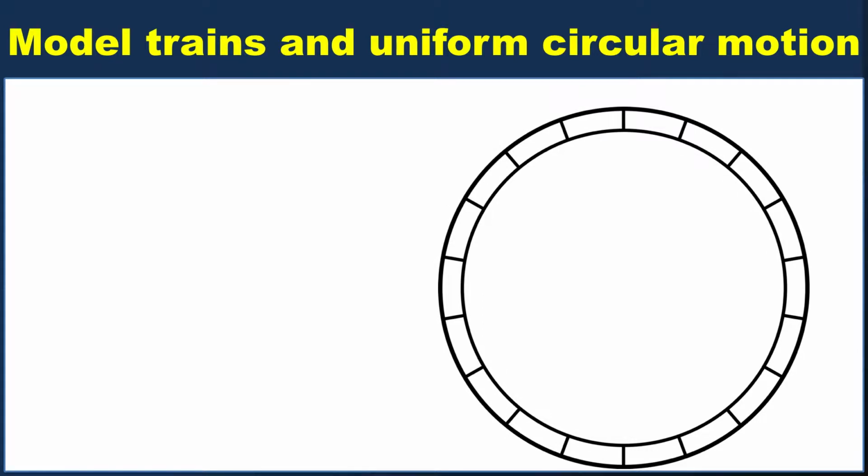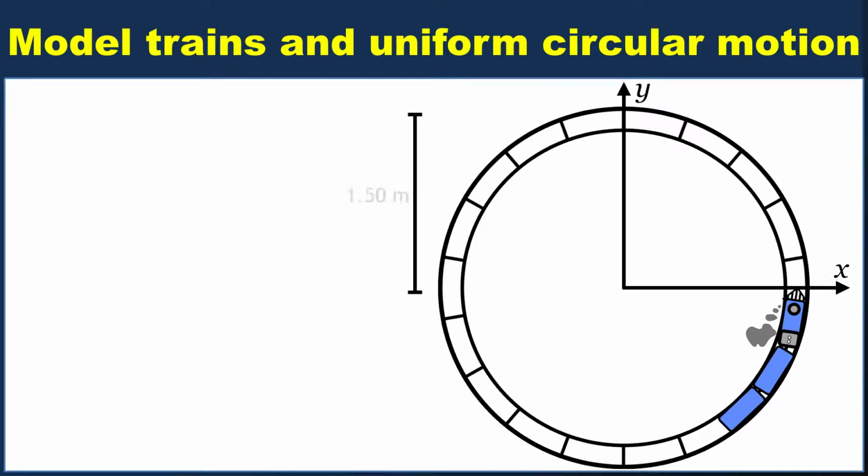Let's practice uniform circular motion by considering a model train set. Here's the circular set of tracks, and here's the little tiny train. Let's mark the x direction and the y direction on here. And the idea is that if we know the radius of the train track, we ought to be able to reconstruct what the train is doing as a function of time, as long as it is uniform circular motion. So the train goes around the track.